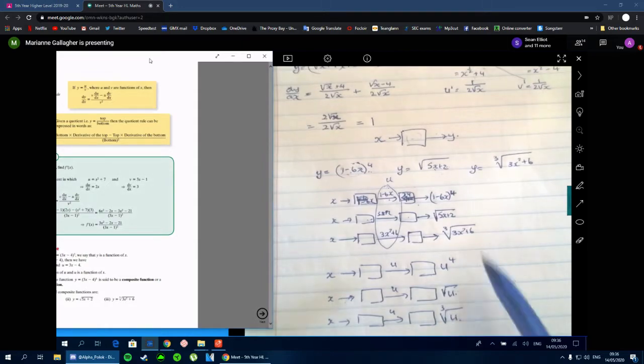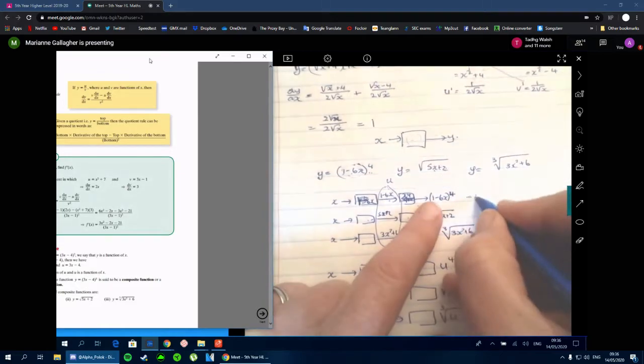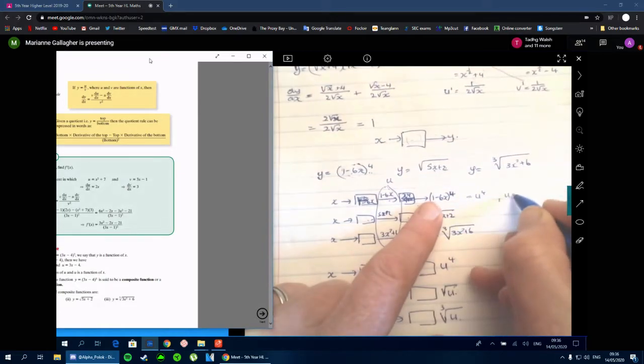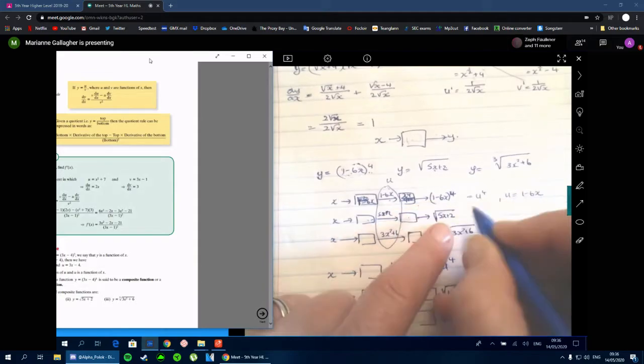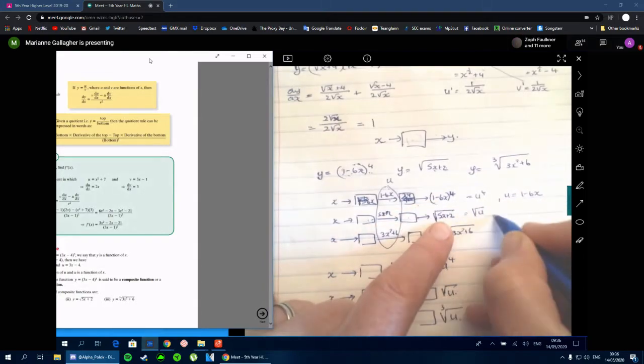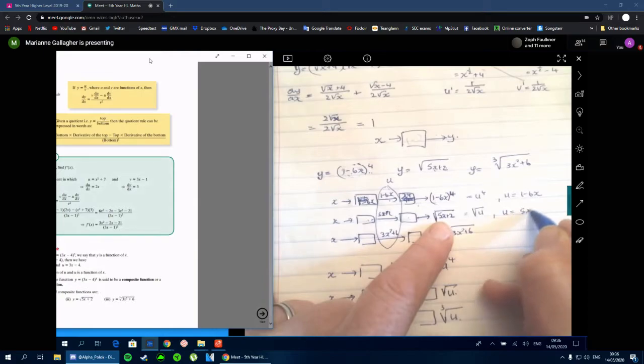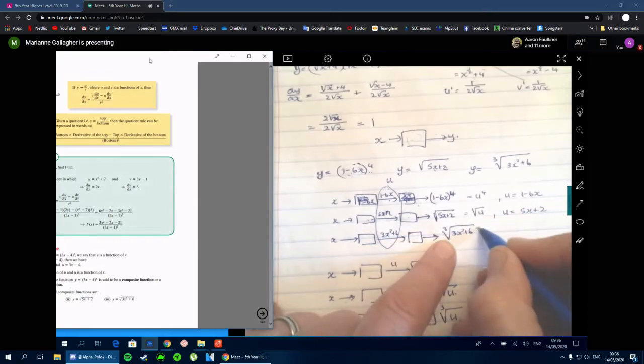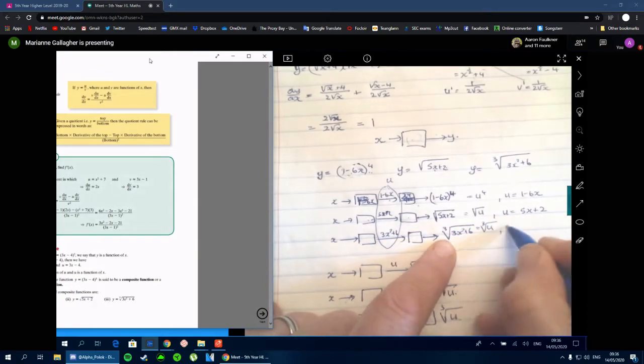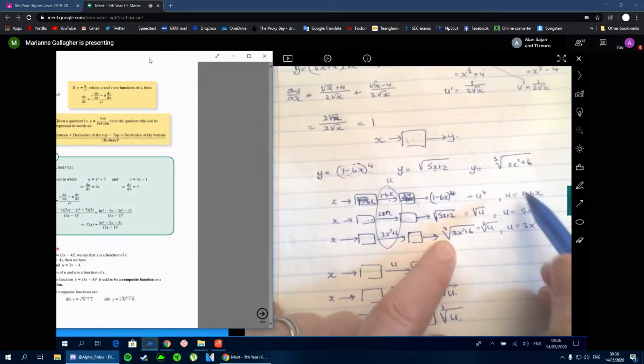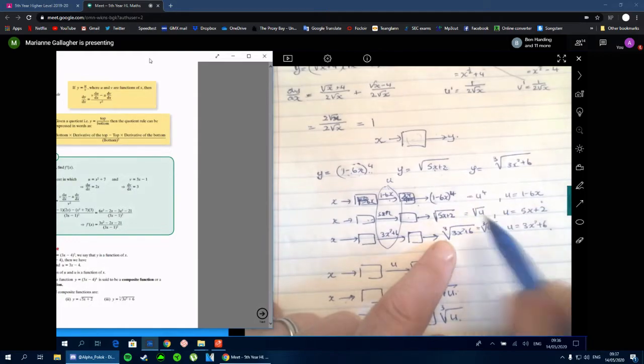So we're just writing that as u to the power of 4, where u is equal to 1 minus 6x. And here we're saying this is square root of u, where u is equal to 5x plus 2. And this one we're saying that's the cubed root of u, and u is equal to 3x squared plus 6. So u is your first function, and then this is what you do to u to get to y.